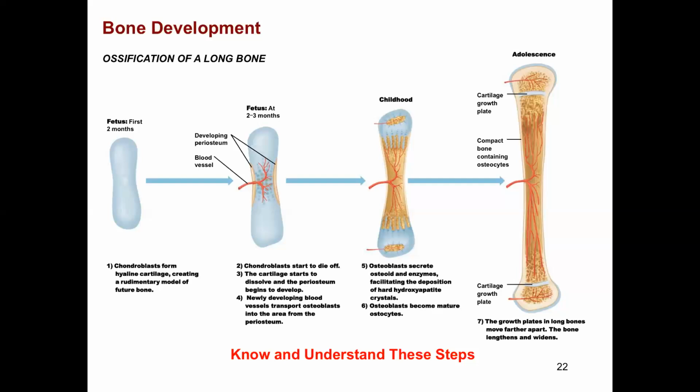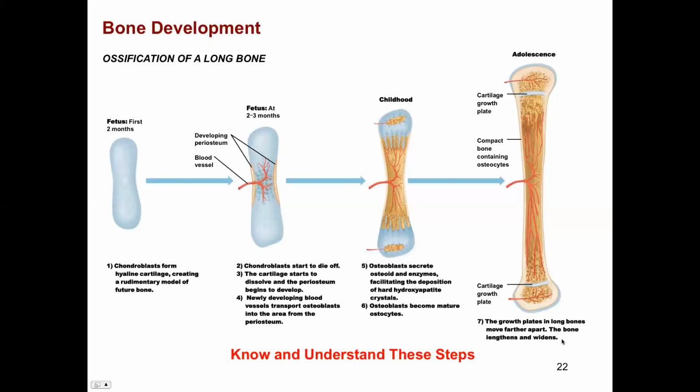Then once the bone is hard, think of birth, from birth onward we still have a bit of cartilage where we still allow for formation of bone from a cartilage model, and that is in the growth plates, also called the epiphyseal plates because they're at the epiphyses of the long bone. These allow for the bone to grow in length.